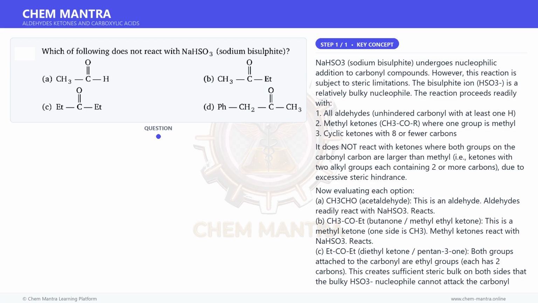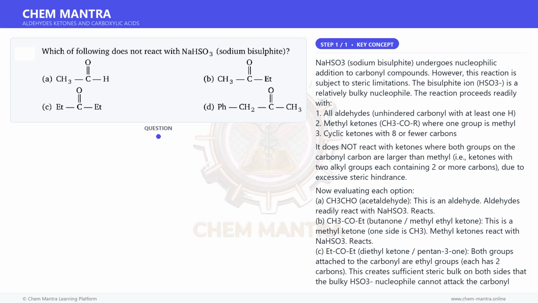Reacts. C. Et-CO-Et, diethyl ketone, pentan-3-one. Both groups attached to the carbonyl are ethyl groups, each has 2 carbons. This creates sufficient steric bulk on both sides that the bulky HSO3⁻ nucleophile cannot attack the carbonyl carbon effectively. Does not react.